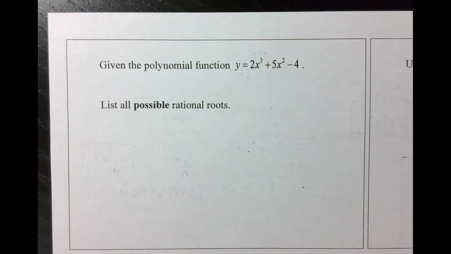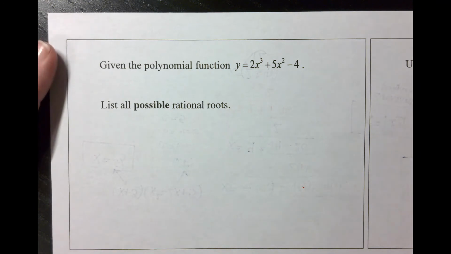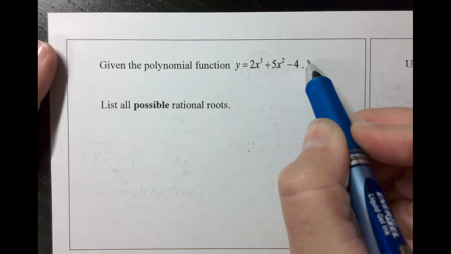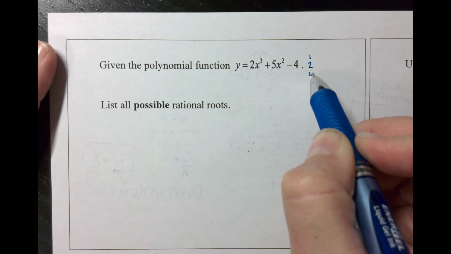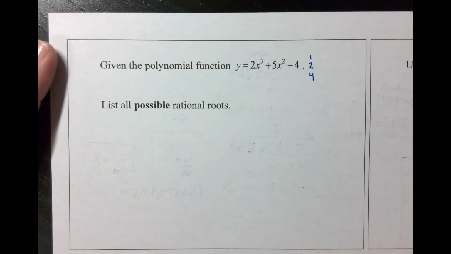Given the polynomial function 2x cubed plus 5x squared minus 4. First thing we're going to do is list all of the possible rational roots. So again, what are the factors of 4? How about 1, 2, and 4, right? 4 is divisible by 1, 4 is divisible by 2, 4 is divisible by 4.